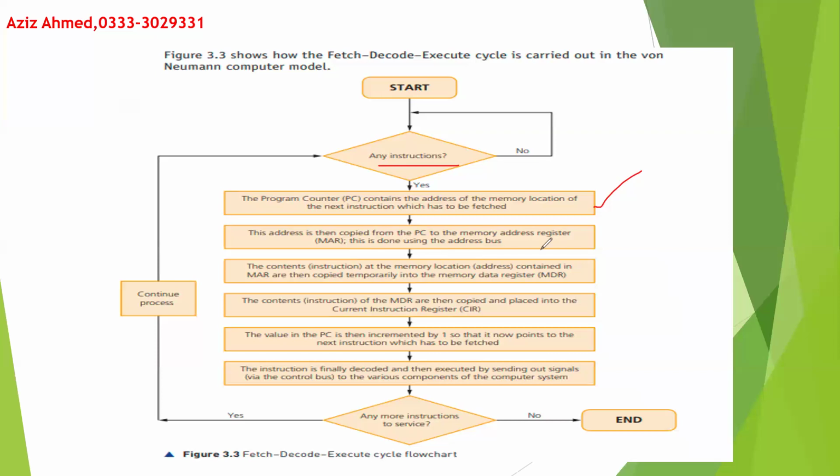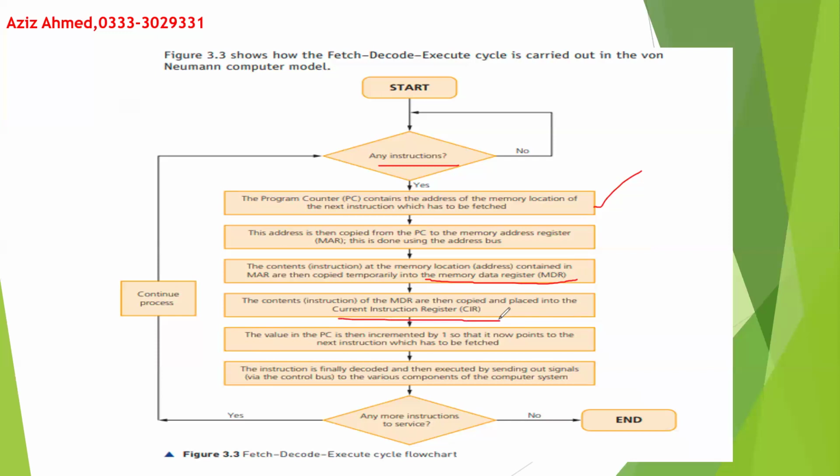There are three buses: data bus, address bus, and control bus. Data always moves through the data bus. The address is moved by the address bus, and instructions regarding this operation are moved by the control bus. The content at the address contained in the MAR is then copied temporarily into the memory data register. So whatever content is stored in the MAR is transferred to the MDR. The data itself in the MDR is then copied and placed into the current instruction register.